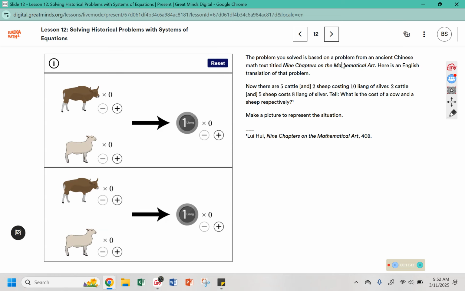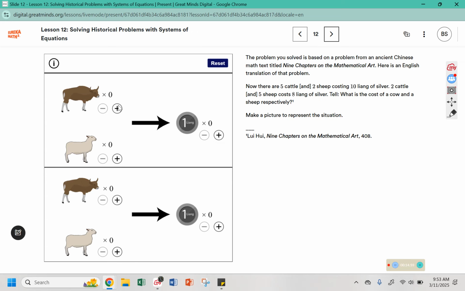The problem you solved is based on a problem from an ancient Chinese math text titled Nine Chapters on the Mathematical Art. Here is an English translation of that problem. Now there are 5 cattle and 2 sheep costing 10 liang of silver. 2 cattle and 5 sheep cost 8 liang of silver. Tell, what is the cost of the cow and the sheep respectively?